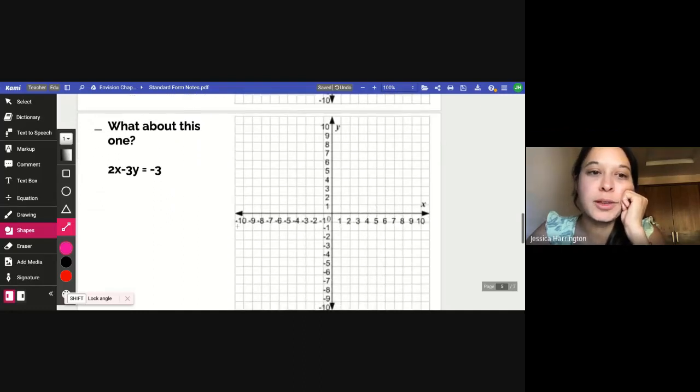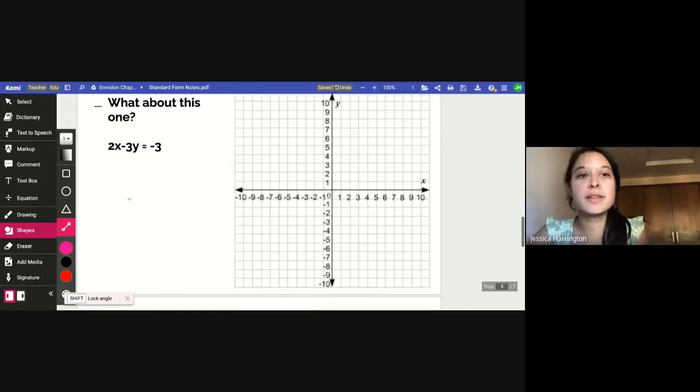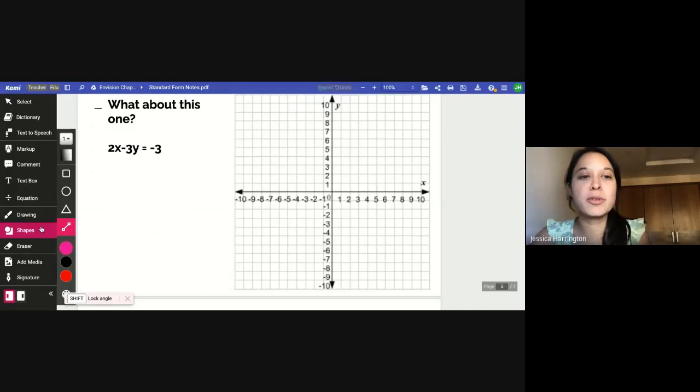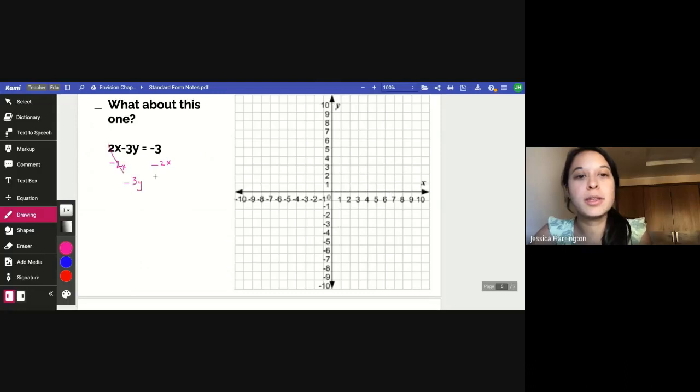Okay, what about this one? 2x minus 3y equals negative 3. Okay, let's move it to slope-intercept form. That's the one I prefer. So step 1 is going to be to take 2x to the other side. So I end up with minus 3y equals negative 2x minus 3.